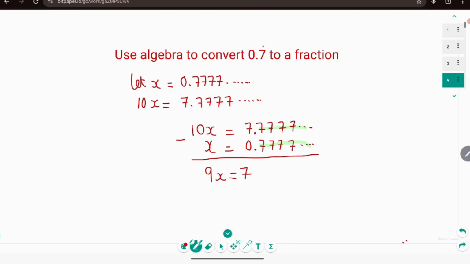And then we need to make x the subject. How do you make x the subject? You divide both sides by 9. The answer is 7/9. Then I would suggest maybe checking this on your calculator to make sure it's correct.